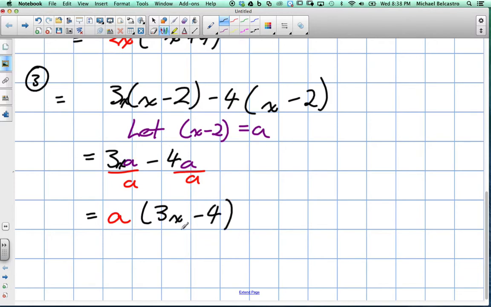That's in a bracket. But technically our a wasn't what we had started with, right? Our a term here is actually x minus 2. So we're going to replace a with x minus 2. So now it looks like 2 bracket 3x minus 4.